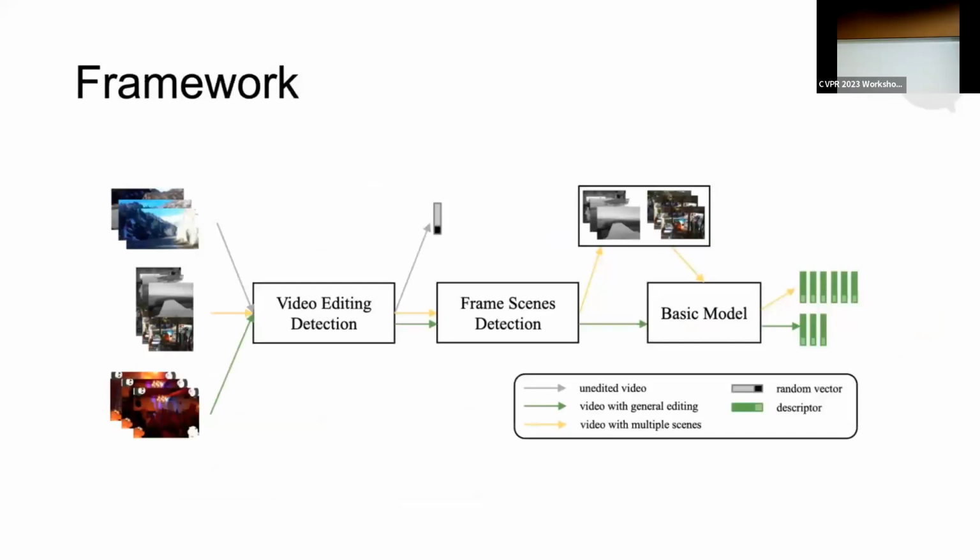This figure shows our framework. Our framework consists of 3 modules, including video editing detection module, frame scenes detection module, and a basic model to extract frame-level features. For unedited video, we directly use a random vector with small norm and negative bias term. For video with general editing, we extract features of each frame by our pre-trained basic model as descriptors. For video with multiple scenes, we detect and split the scenes in each frame, then use basic model to generate descriptors. In the following, we will introduce each module in detail.